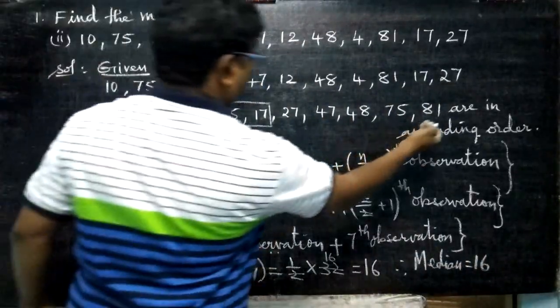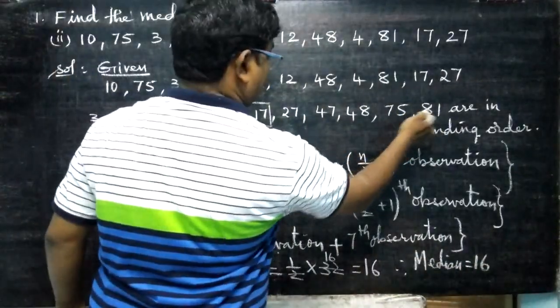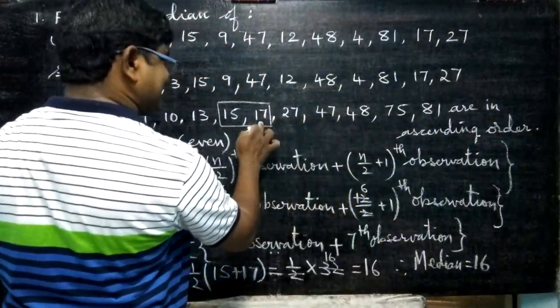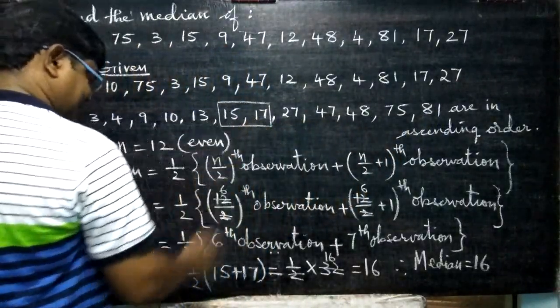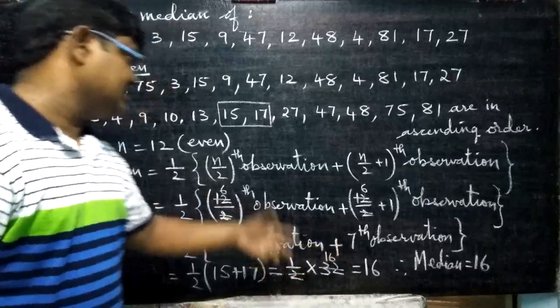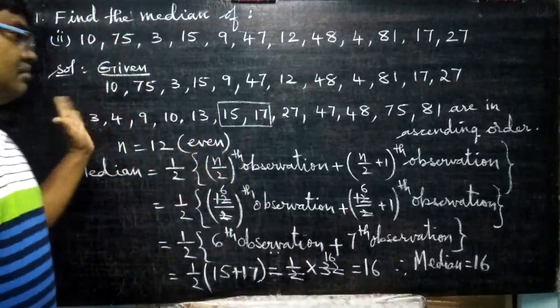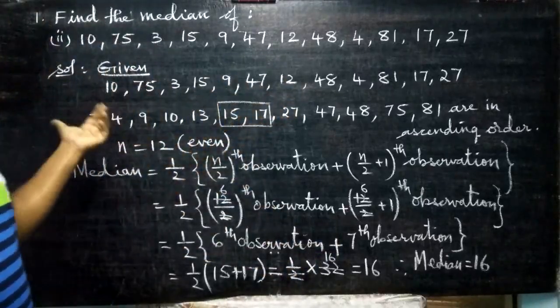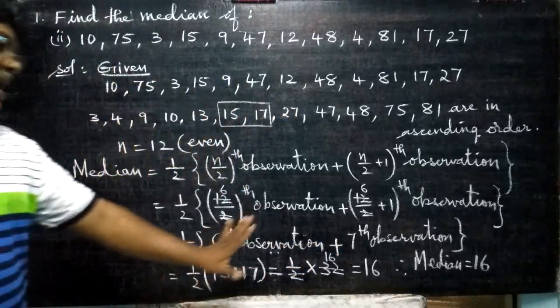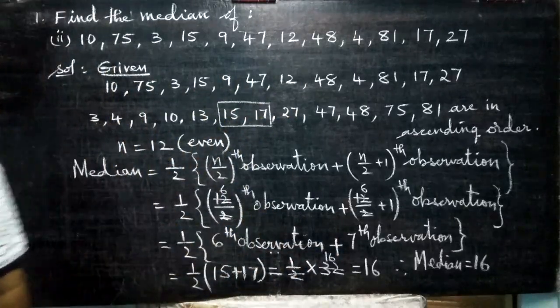I will count from the back, sir. From last means 1, 2, 3, 4, 5, 6, 7. 6th and 7th observations. If you count from the beginning or from the ending, first or last, whatever may be, the answer will be the same.